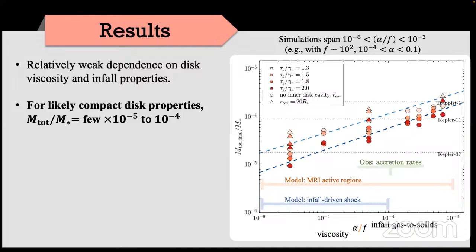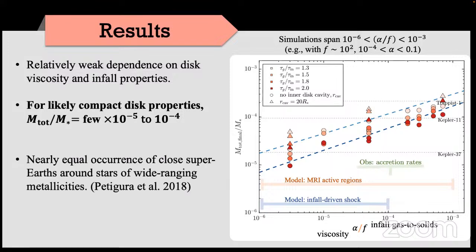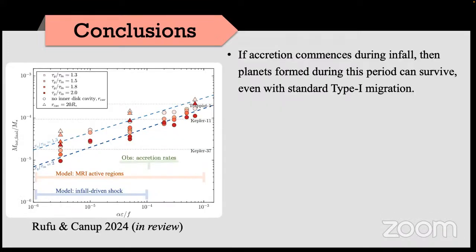So for likely compact disk properties, we are able to reproduce the few 10 to the minus 5 to 10 to the minus 4. And this is important because this is the first model that is able to replicate the near equal occurrence of close super-Earths around stars of a wide range of metallicities. And this is because of the cycle of accretion, migration and loss, therefore the stellar metallicity is not going to have a very hard dependence.